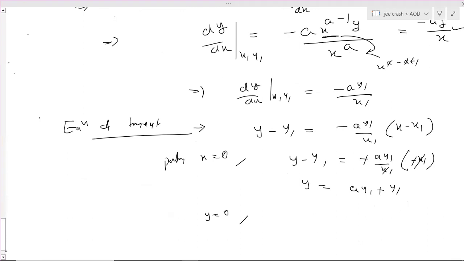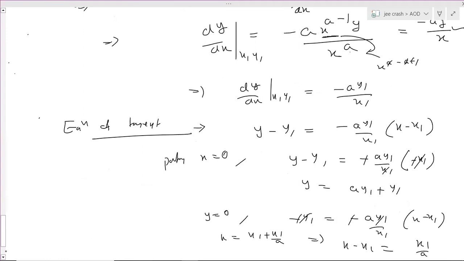Now y equals to 0. So we'll get minus y1 equals to minus a y1 upon x1, x minus x1. So this is cancelled, minus minus is also cancelled. So x minus x1 will be x1 upon a. So x will be equals to x1 plus x1 upon a.